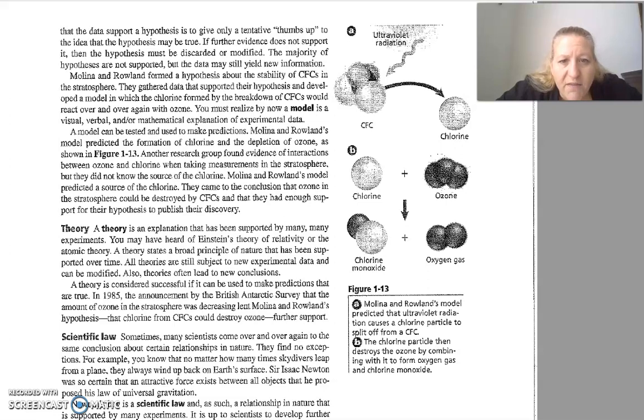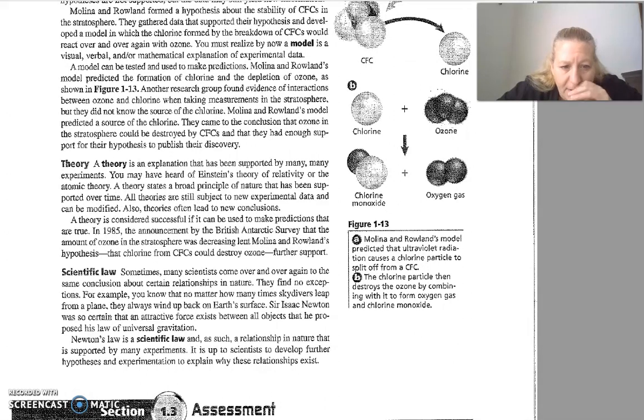Another research group found evidence of interactions between ozone and chlorine by taking measurements in the stratosphere, but they did not know the source of chlorine. Molina and Rowland's model predicted a source of chlorine. They came to the conclusion that ozone in the stratosphere can be destroyed by CFCs and that they had enough support for their hypothesis to publish their discovery.